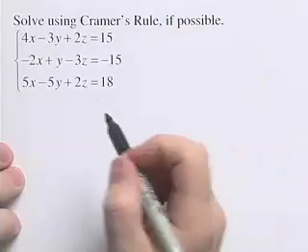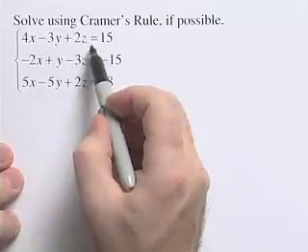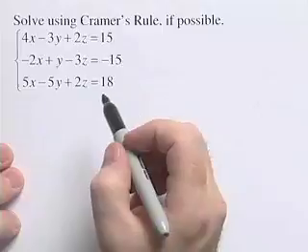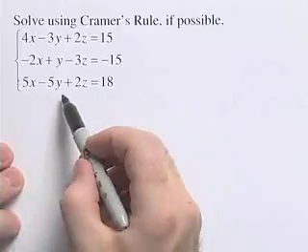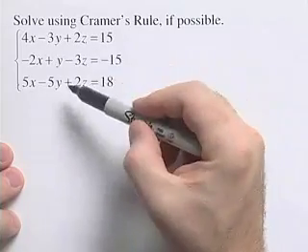Here we're going to solve a system of linear equations using Cramer's rule, this time with 3 variables and 3 equations. Here's our system. We have 4x minus 3y plus 2z equals 15, negative 2x plus y minus 3z equals negative 15, 5x minus 5y plus 2z equals 18. So we have all of our equations in standard form.